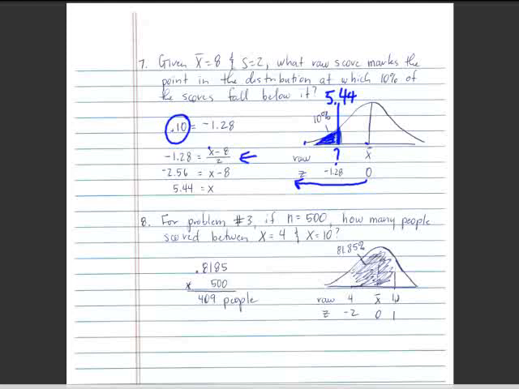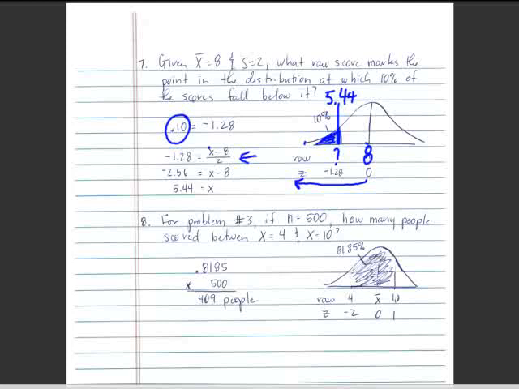And I can check that. It should make sense, because my mean is 8. It would make sense that the answer to this question, because I'm on the left-hand side, should be something lower than the mean. And so I can feel pretty sure that I'm correct, because 5.44 is below the mean.